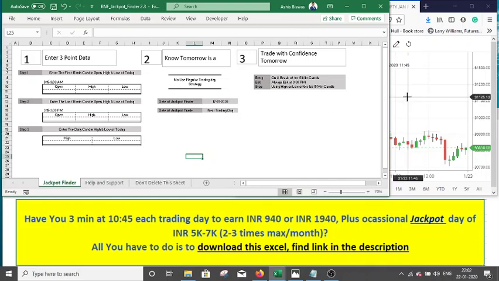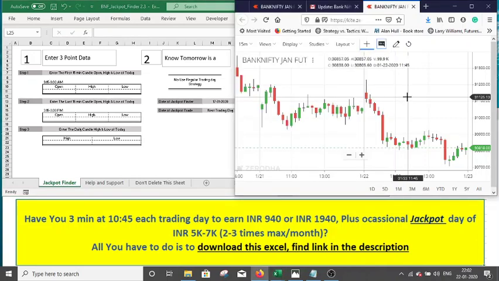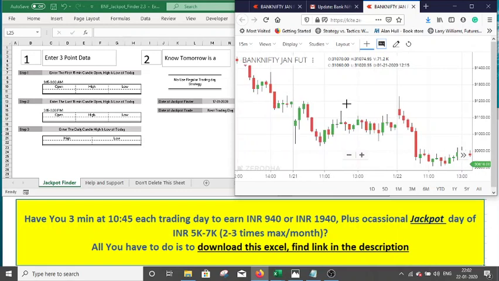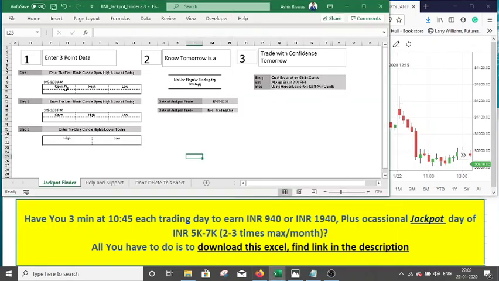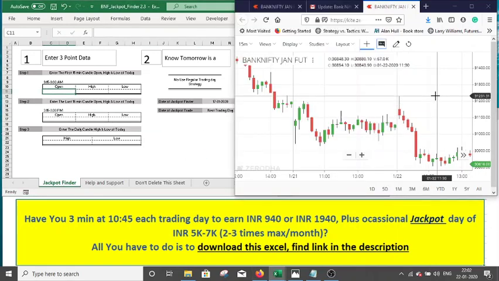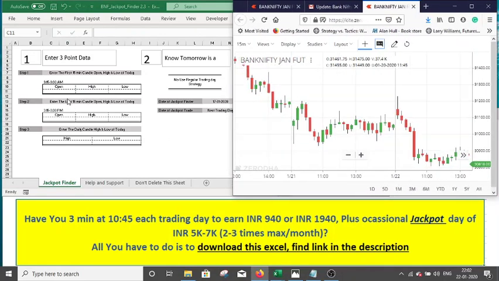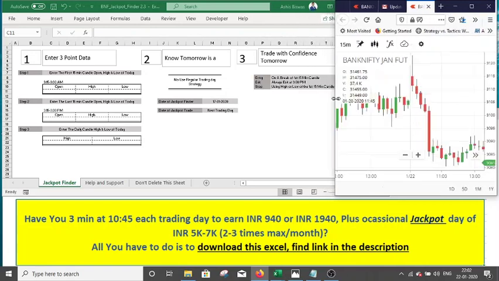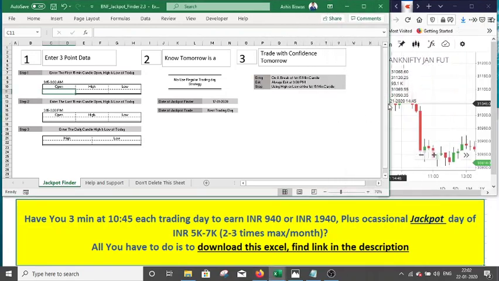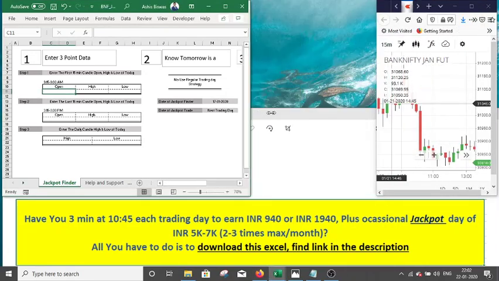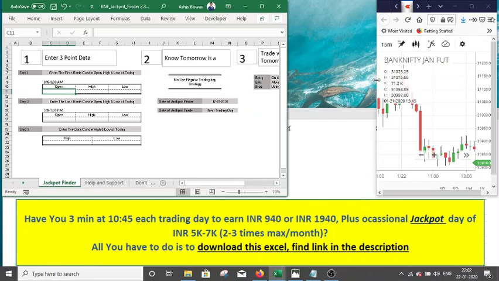Now I will show you what happened yesterday. Here we have to put in yesterday's data. You have to check this daily after market close whether there is any opportunity or not. Now I will put the data here. Just a minute, sorry, let me adjust. Yes, done.